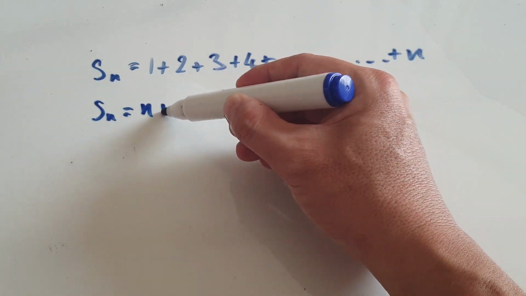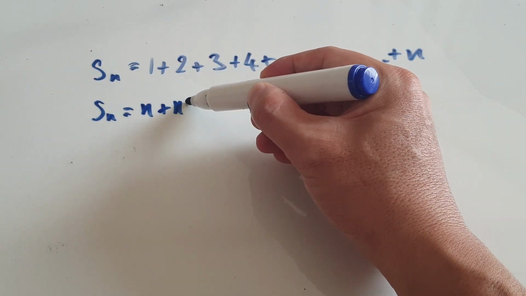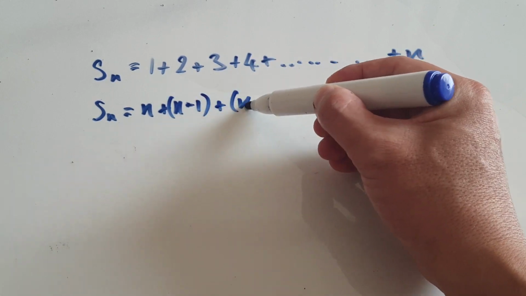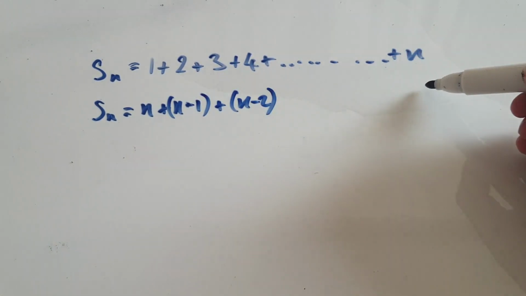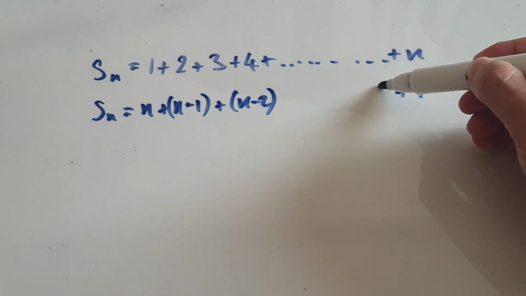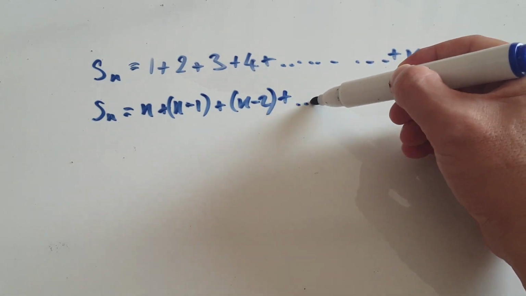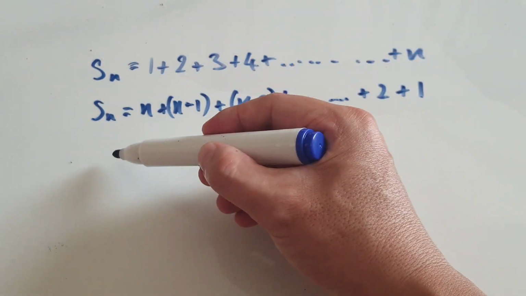So this will be n, and then the second one will be 1 less, n minus 1. And then the next one will be n minus 2. And then blah blah, this will be 1. This will be 2, and then ... plus ... So now add the two equations together.